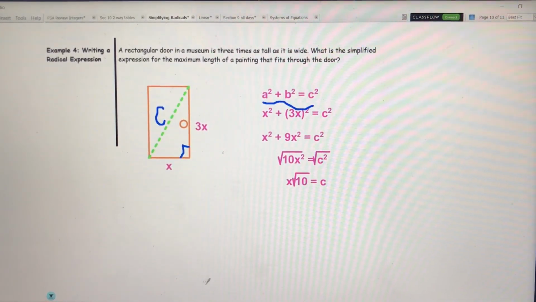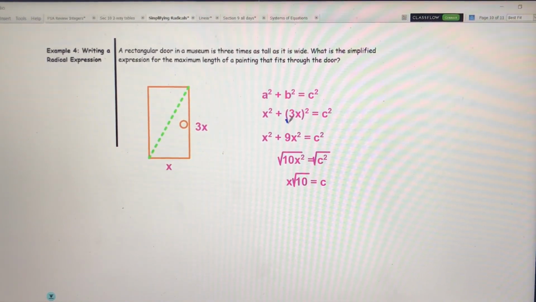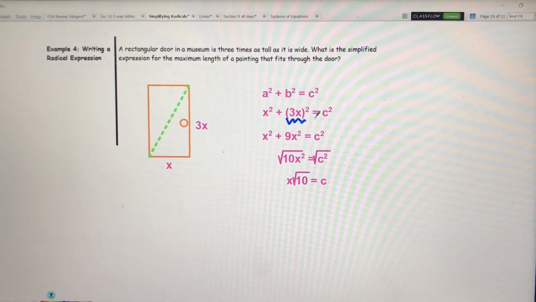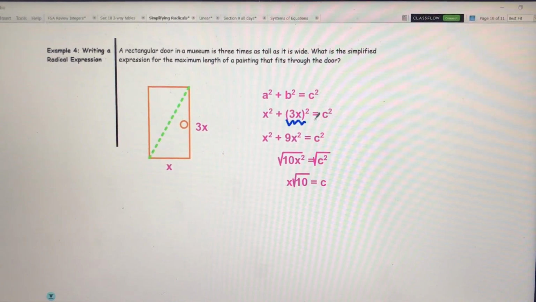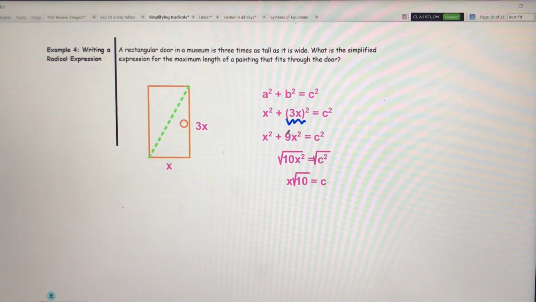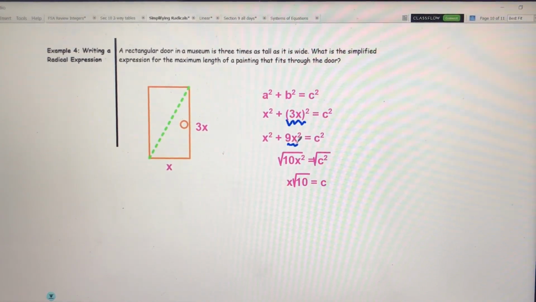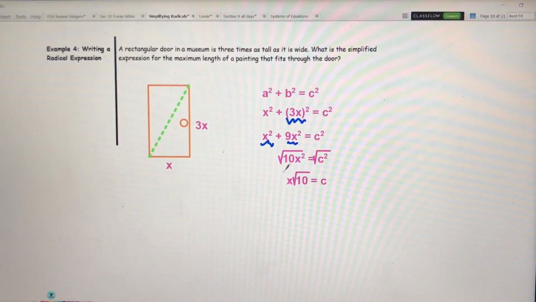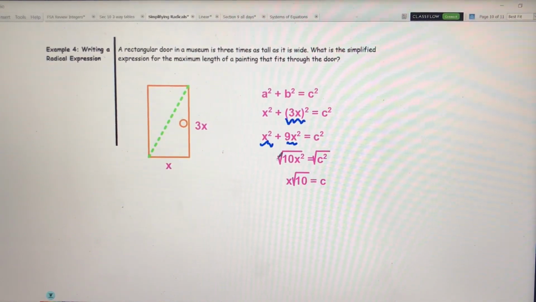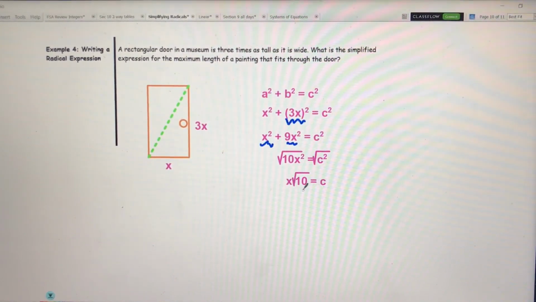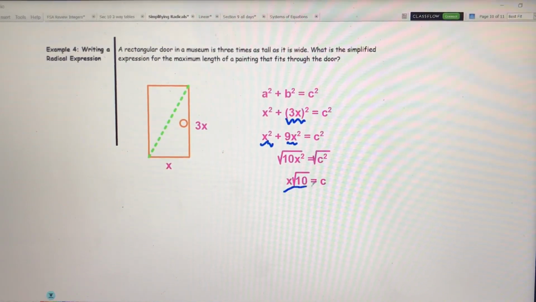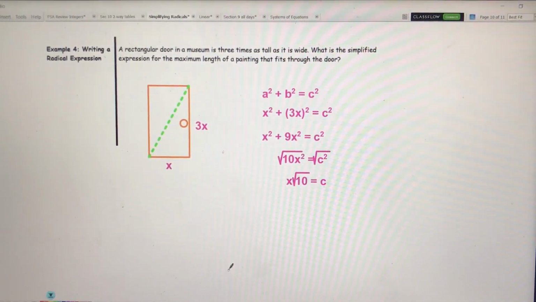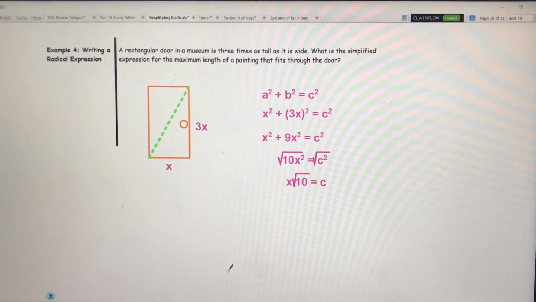Here's our formula, but we have to be careful with this. When I go and I replace my B value, I need to use parentheses, because what I'm doing is I am squaring 3x, meaning I am doing 3x times 3x. That gives me 9x squared. I then am combining my like terms of 1x squared plus 9x squared to get 10x squared. I am taking the square root of each, and then when I simplify down, I get x square root of 10. That is the maximum length of the painting that can fit through that particular door.